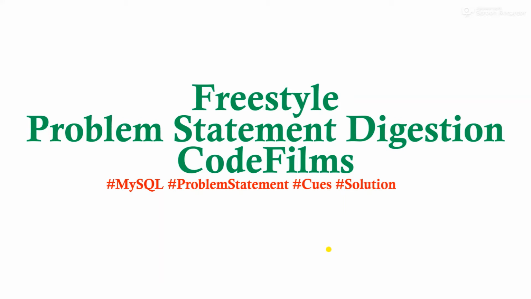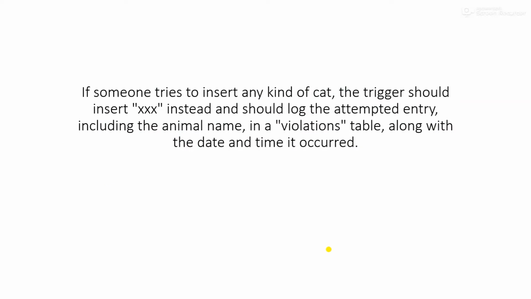So let's look at this problem statement here. I got this from Cave of Programming by John Purcell, if I'm pronouncing his name right. I'll leave more about him in the description. So this is a question I was challenged with. It says if someone tries to insert any kind of cut, the trigger should insert XXX instead and should log the attempted entry, including the animal name in the violations table, along with the date and time it occurred.